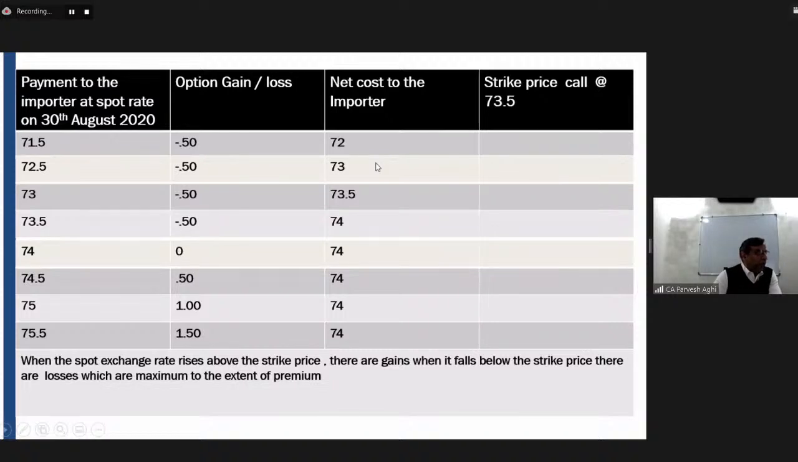Hope you have followed. When the spot exchange rate rises above the strike price, there are gains. When it falls below the strike price, there are losses, which are maximum to the extent of premium. Okay, so this was relevant to the previous slide, which we have covered. So I hope you have followed this first example, which was concerning the exports.